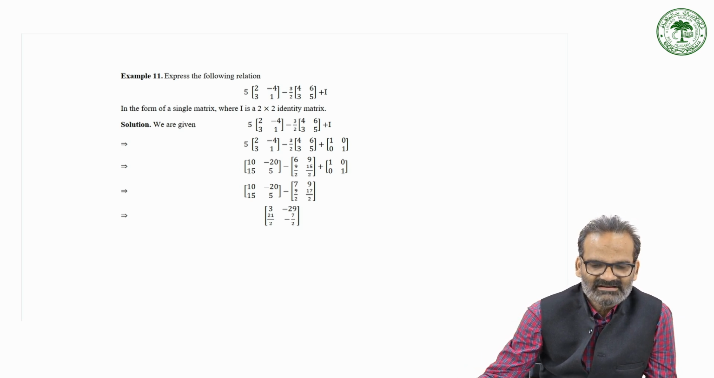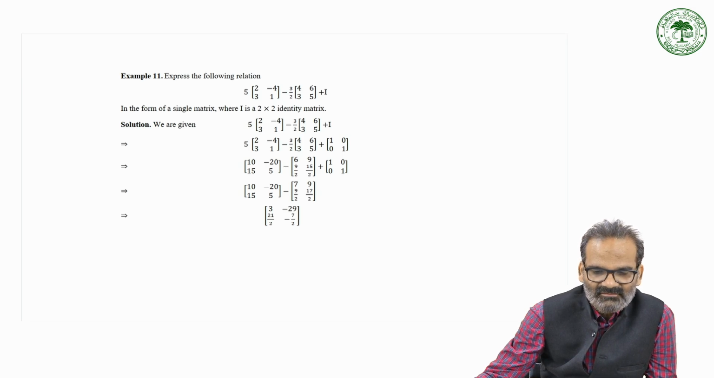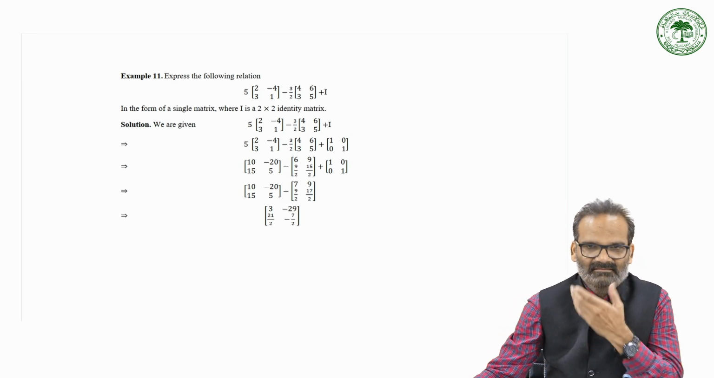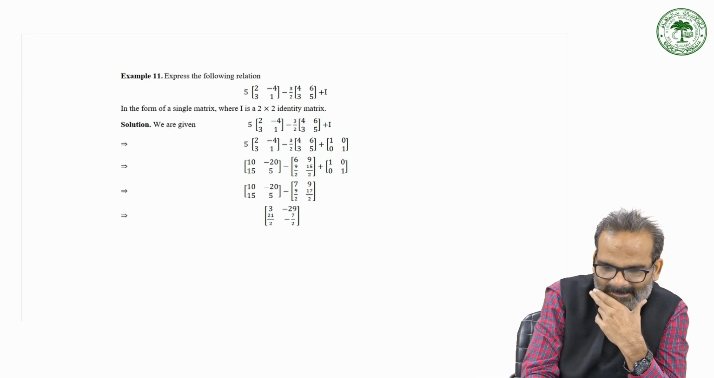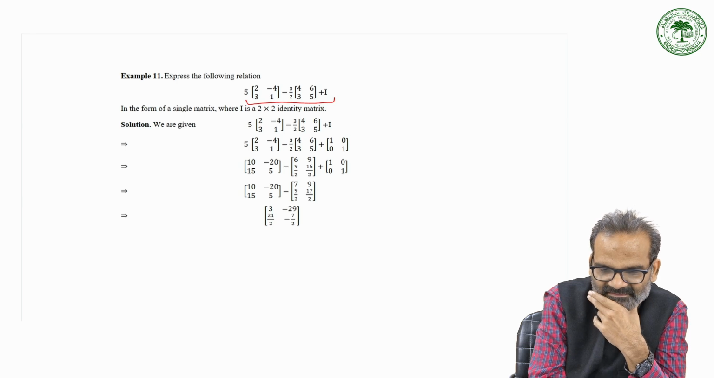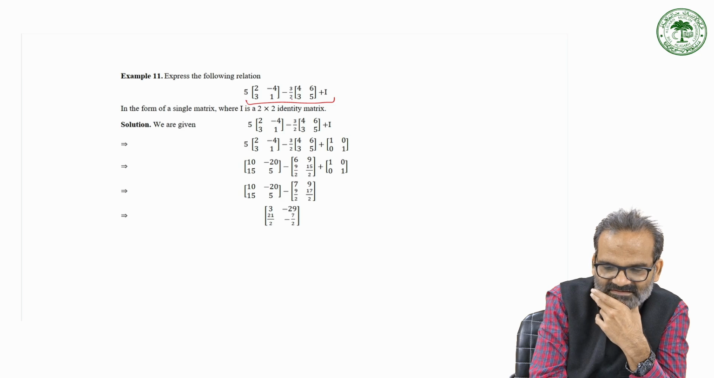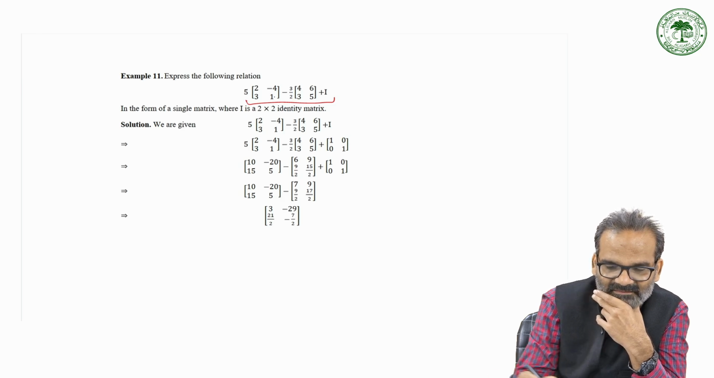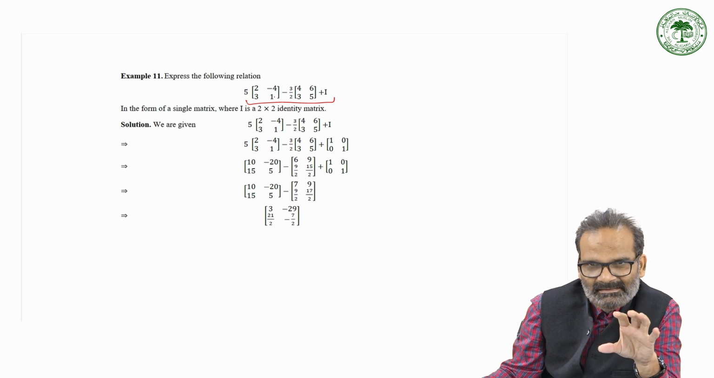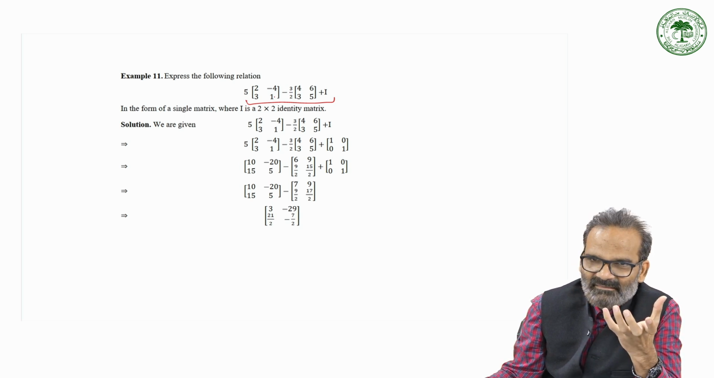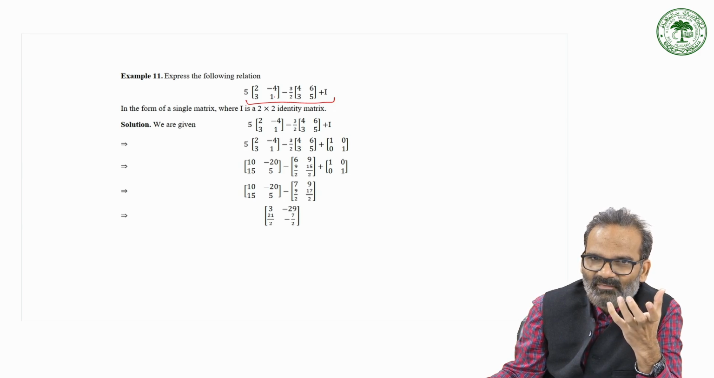Express the following relation in the form of a single matrix, where I is a 2 by 2 identity matrix. What does it mean? Here they have given you a matrix equation. This matrix is multiplied with 5. This matrix is multiplied by minus 3 by 2. And plus I, an identity matrix of order 2 by 2. Simplify this equation, you will get a single matrix. This is what you want to do here.